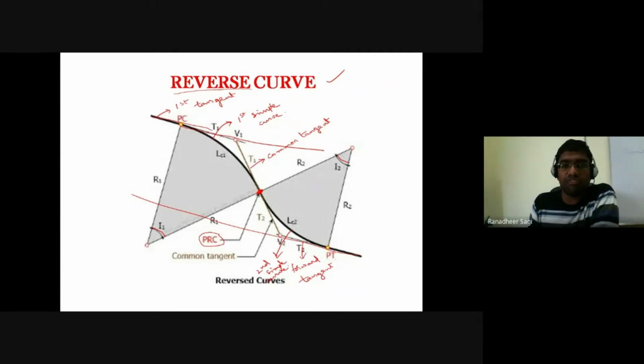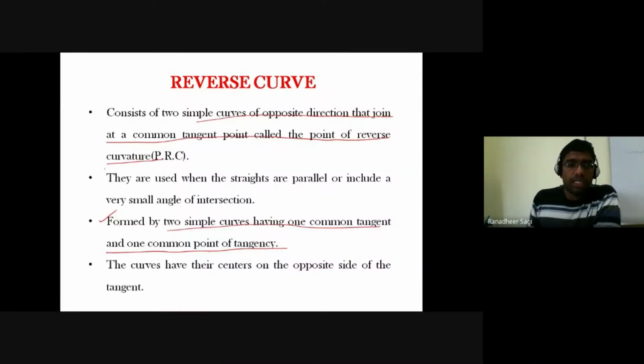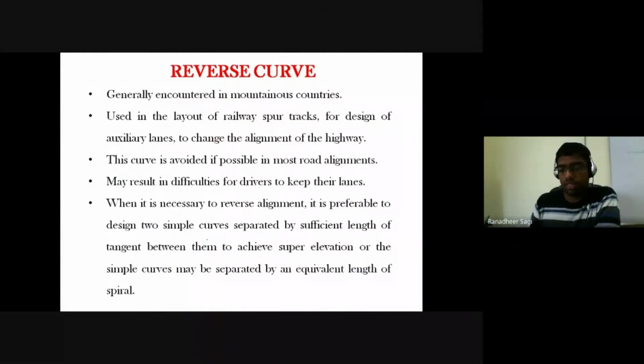In this case, the V1, V2 line, whatever is indicated, represents what is called your common tangent line. And the common point of tangency is nothing but this point PRC, which is the point of reverse curvature. The curves have their centers on the opposite side of the tangent, which we have already talked about.